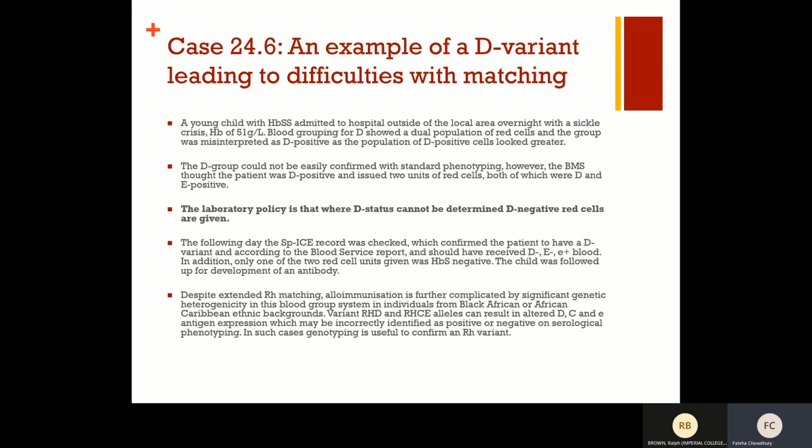This case demonstrates that despite extended RH matching, alloimmunisation is further complicated by significant genetic heterogeneity in this blood group system in individuals from Black, African or Afro-Caribbean ethnic backgrounds. And variant RHD and RHCE alleles can result in altered D, C and E antigen expression, which may incorrectly be identified as positive or negative on serological or phenotyping. And so in such cases, genotyping is really useful to confirm the RH variant.